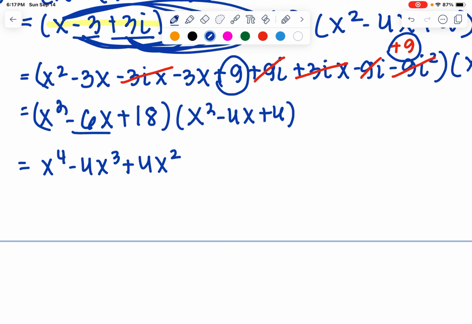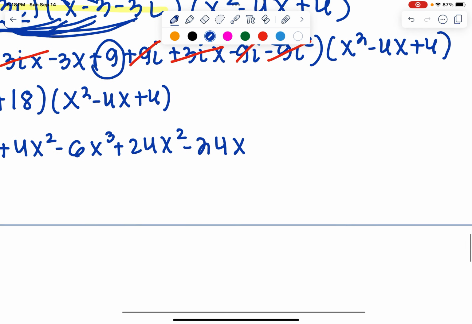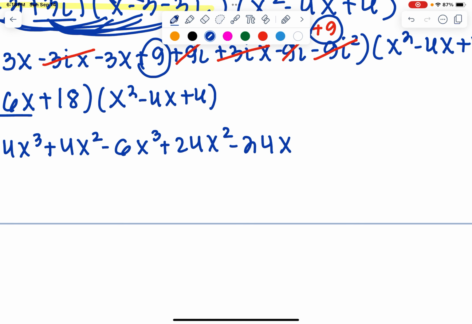I'm going to distribute this negative 6x now. Negative 6x times x squared is negative 6x cubed. Negative 6x times negative 4 is positive 24x squared. Negative 6x times 4 is negative 24x. I see a pattern on the exponents of 3, 2, 1. Once again, makes me feel good.